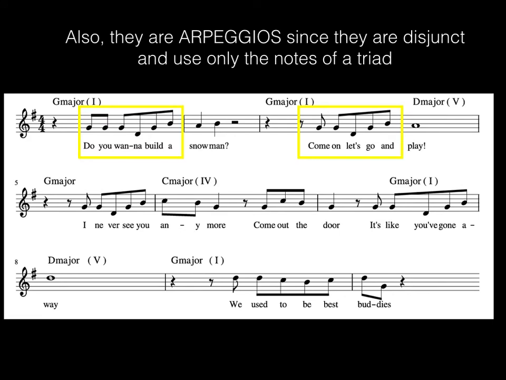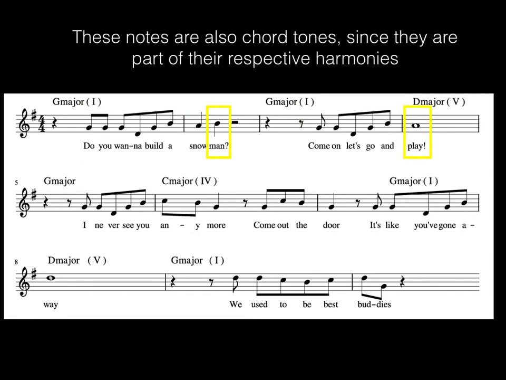Also, I want to note that these are arpeggios, since they are disjunct and they use only the notes of a triad. These notes are also chord tones, that B and that A, since they are part of their respective harmonies. There's a B in a G major triad. There's an A in a D major triad.